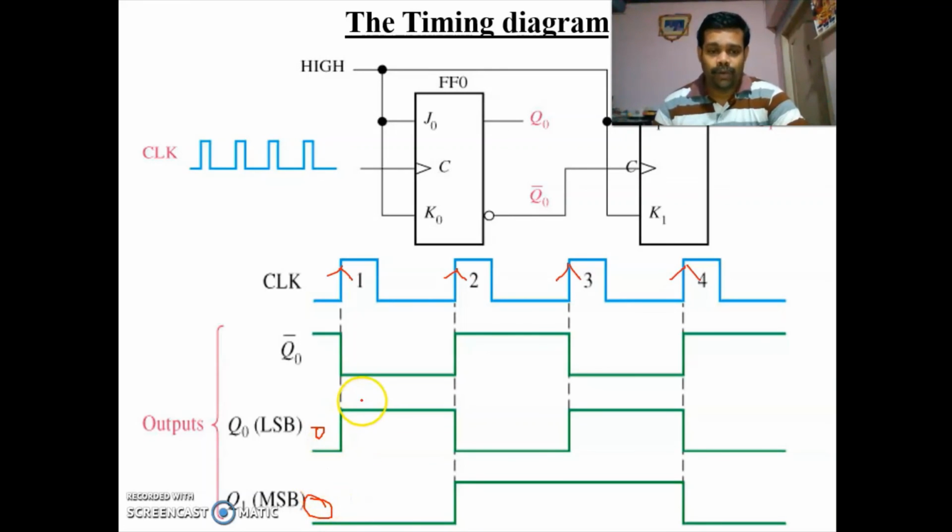Now please listen. During the first clock edge, this is Q naught. It will change its state during every clock pulse because it is directly connected to the clock. So this is the first clock pulse. It is changing from 0 to 1. So during the next positive edge, it is changing to 0. It is again changing to positive, again changing to negative. So this Q naught will change its state during every positive edge.